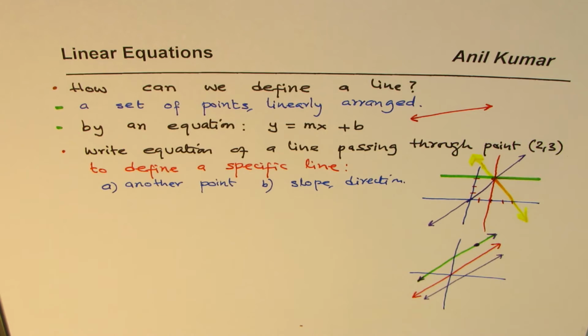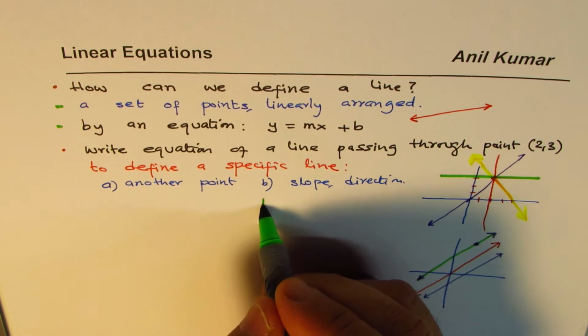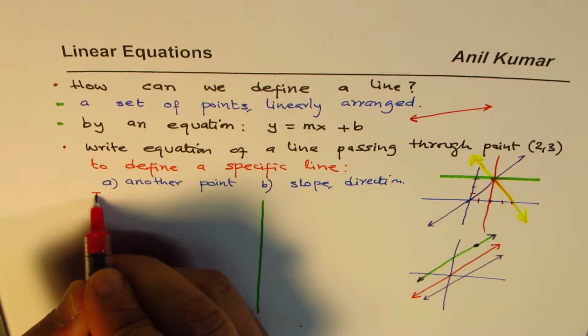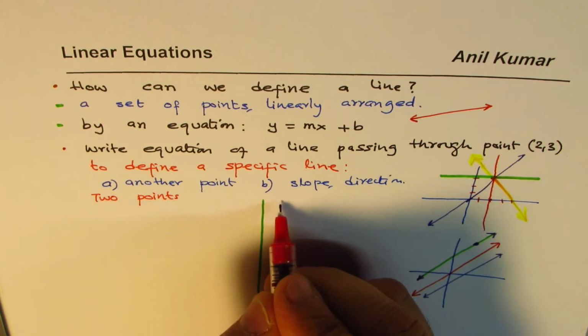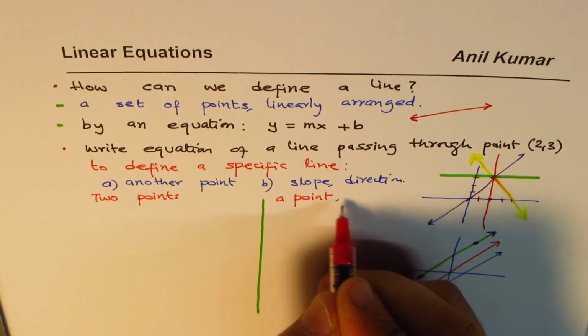Correct. So what we have understood here is that to define a line, we need two things. One of them could be 2 points, and the other could be a point and direction.